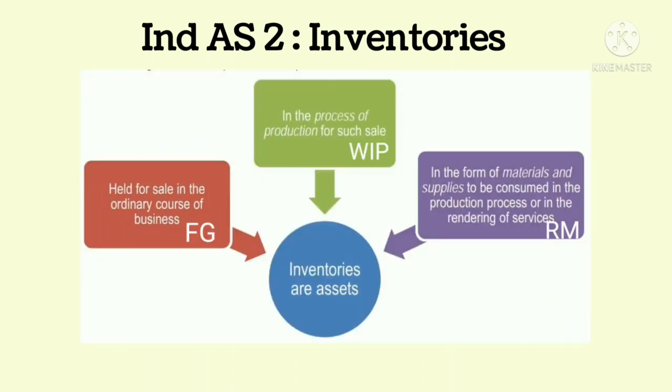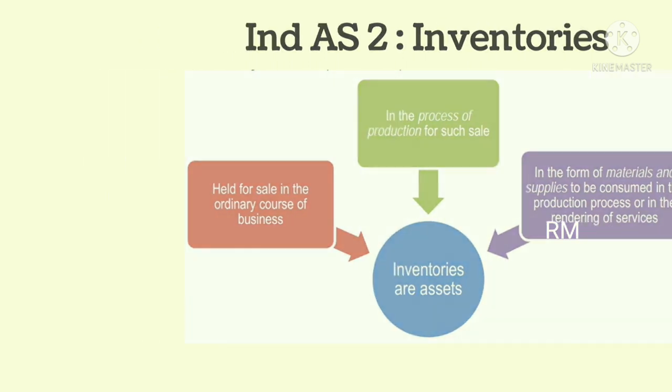Inventories are the assets that are held for sale in the ordinary course of business, or in the process of production for such sale, or in the form of material or supplies to be consumed in the production process or in rendering of services. It is clearly given in the definition that inventories are the assets held for sale and not for use. And if it was held for use, then it would have been covered under Ind AS 16. So in short, we can say that inventories are finished goods or work in progress or raw materials which are to be consumed in the process to convert into finished goods.